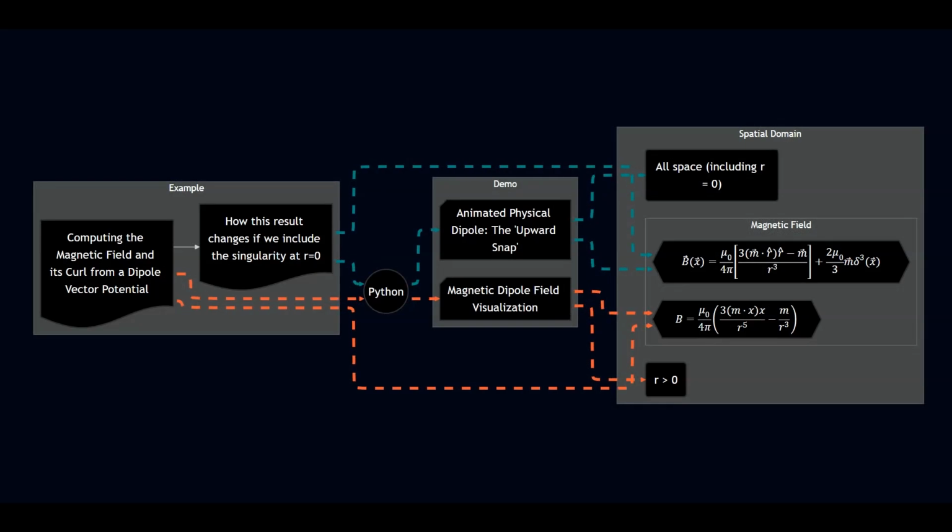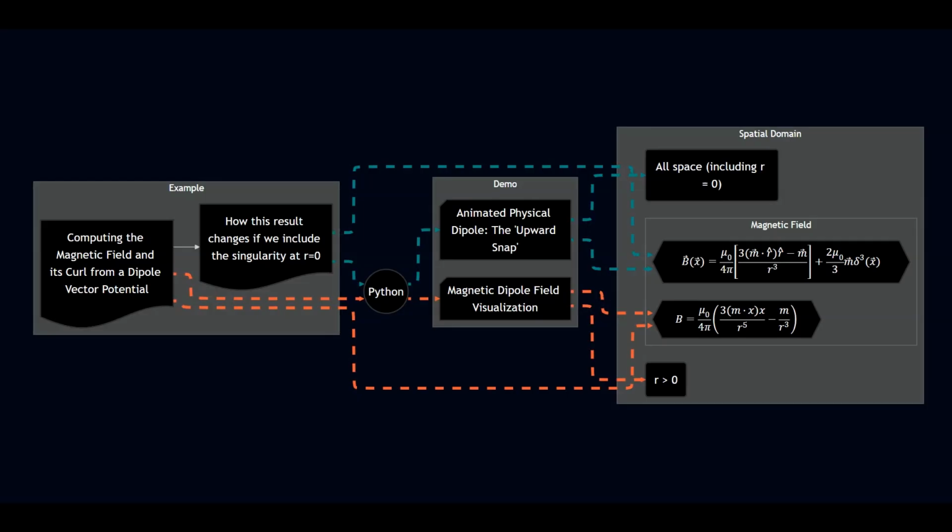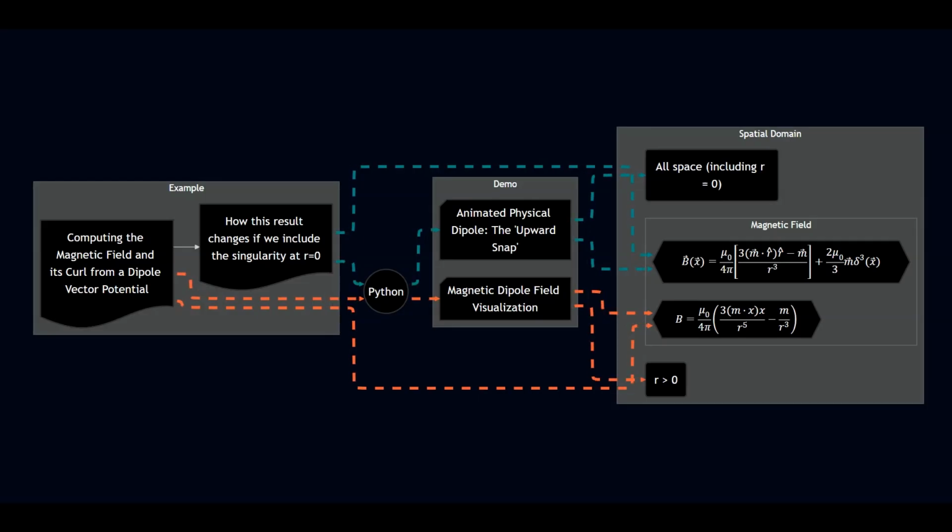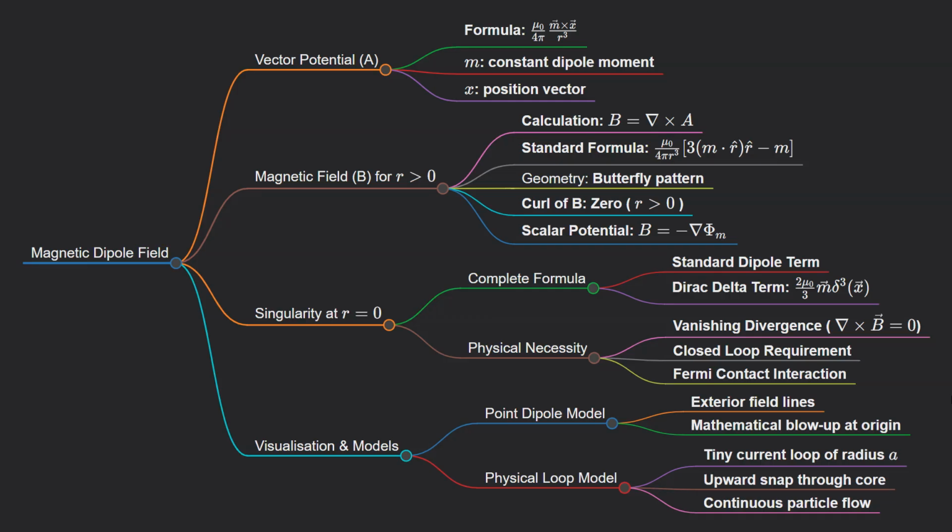The simulation uses logarithmic mapping to show how the strength changes, highlighting the intense pull near the source compared to the faint influence further out.